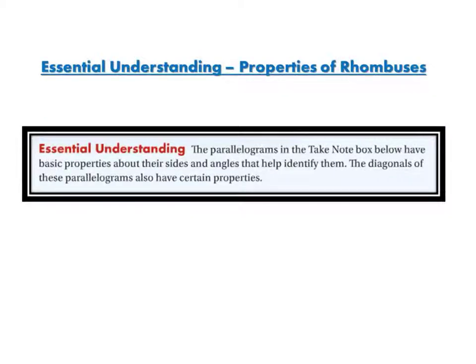What you should understand by the end of this lesson is that parallelograms and rhombuses have basic properties about their sides and their angles that help identify them. Their diagonals also have certain properties that help us to know that they are parallelograms or rectangles or rhombuses.